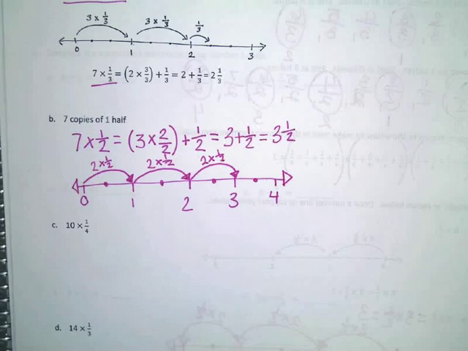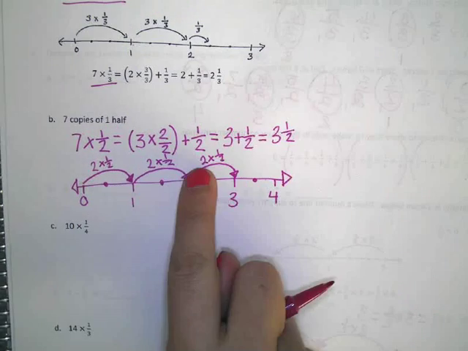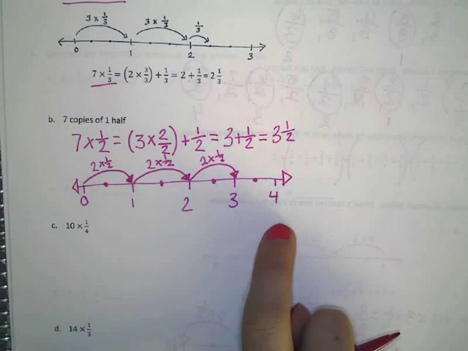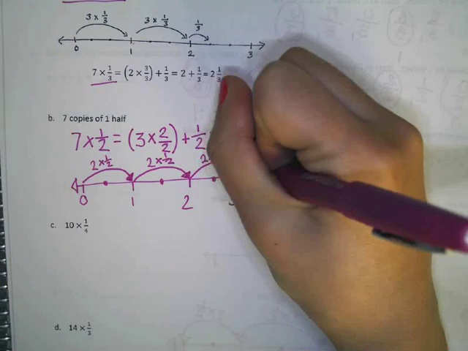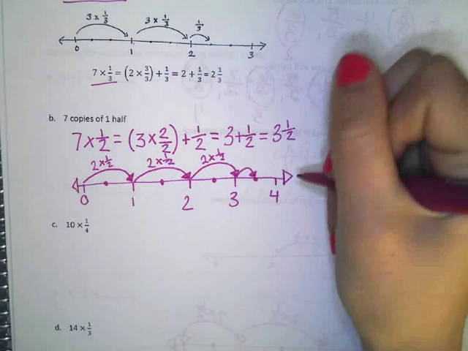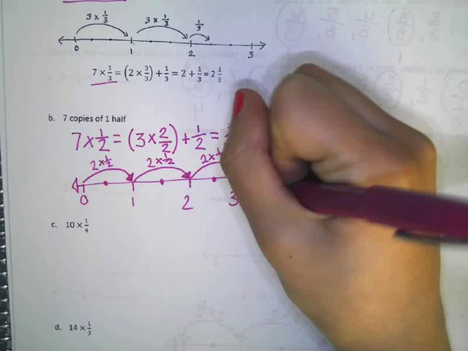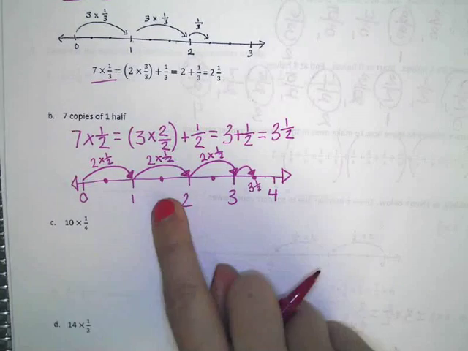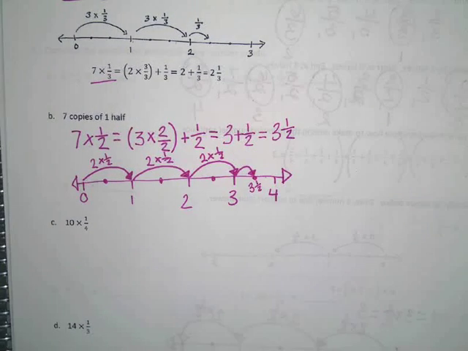All right, and then my last one, because I have 2, 4, 6. Do I have enough to go all the way to my 4? I can only go to my half. Which leaves me at 3 1/2. Does this support our work up here? Yes. I believe so.